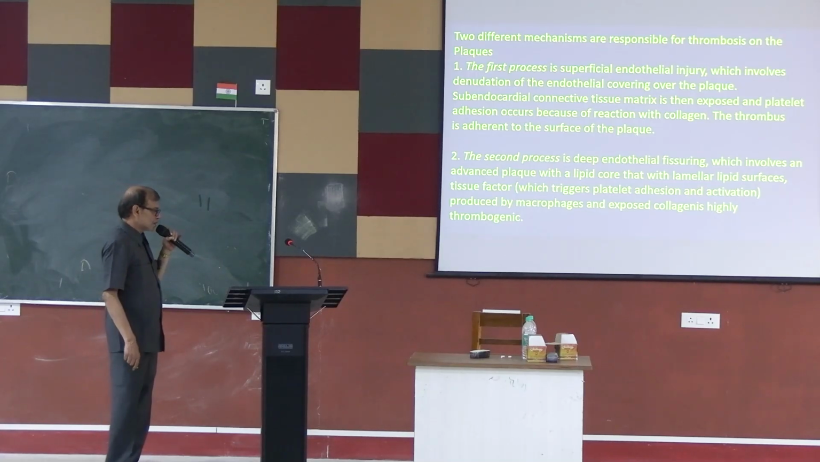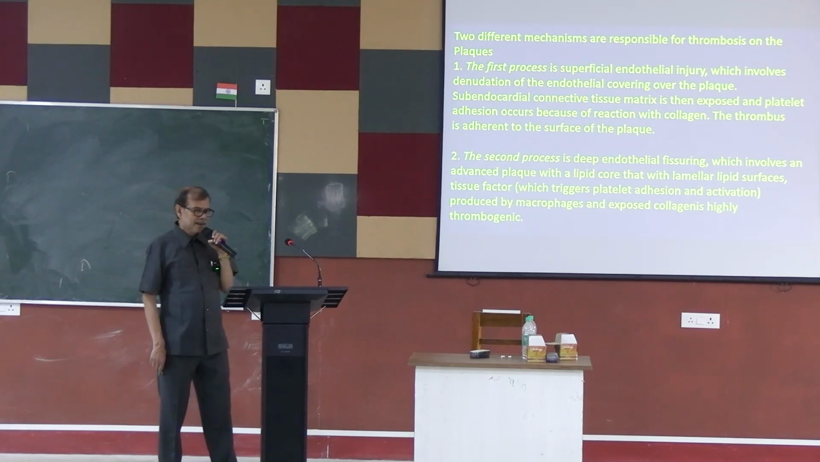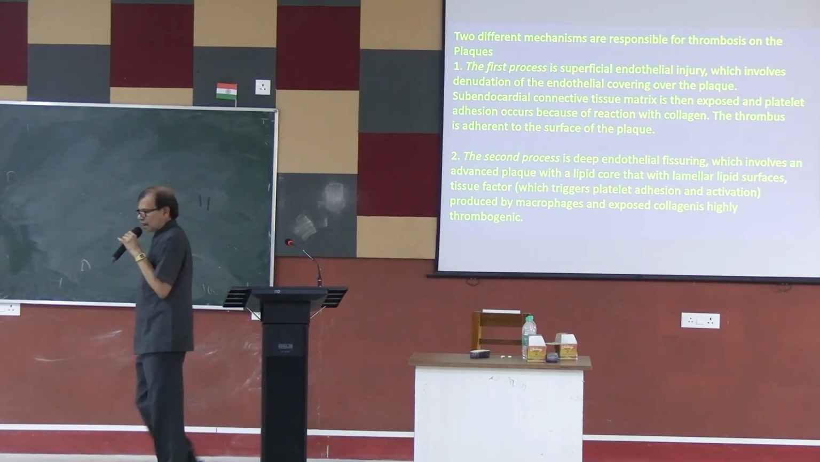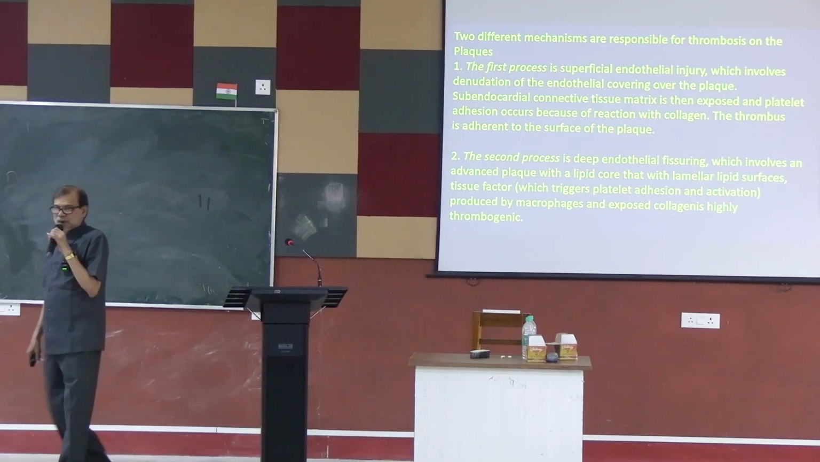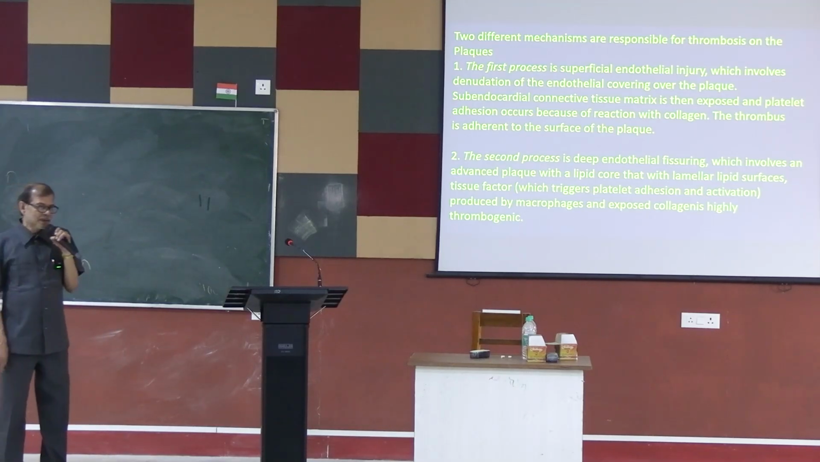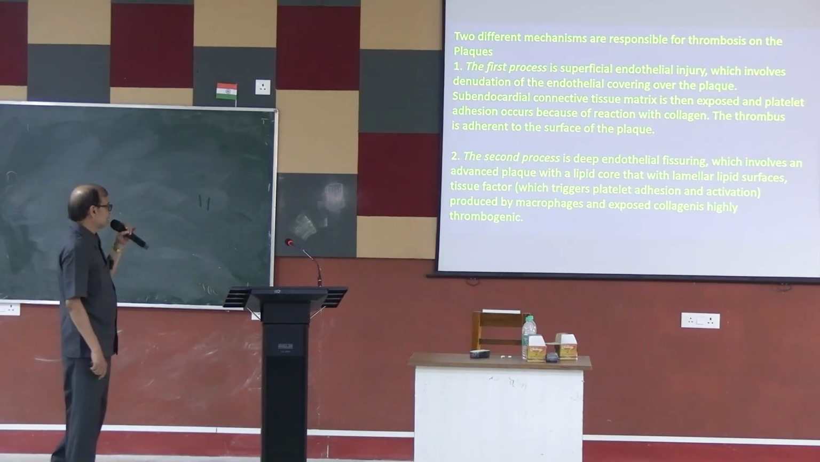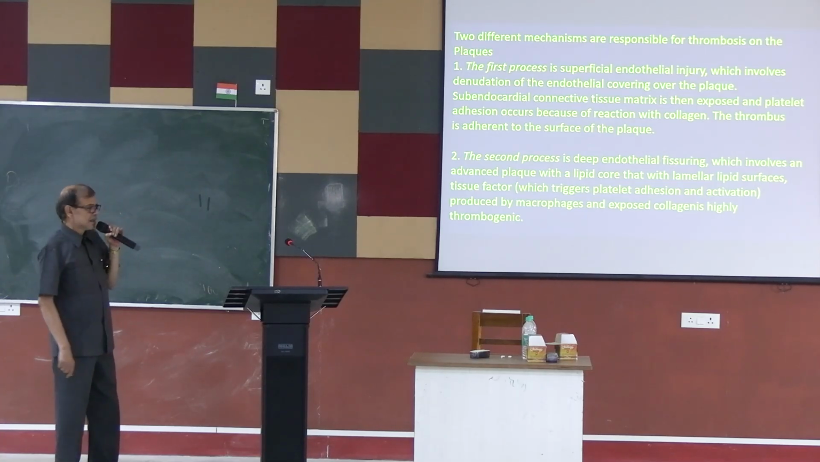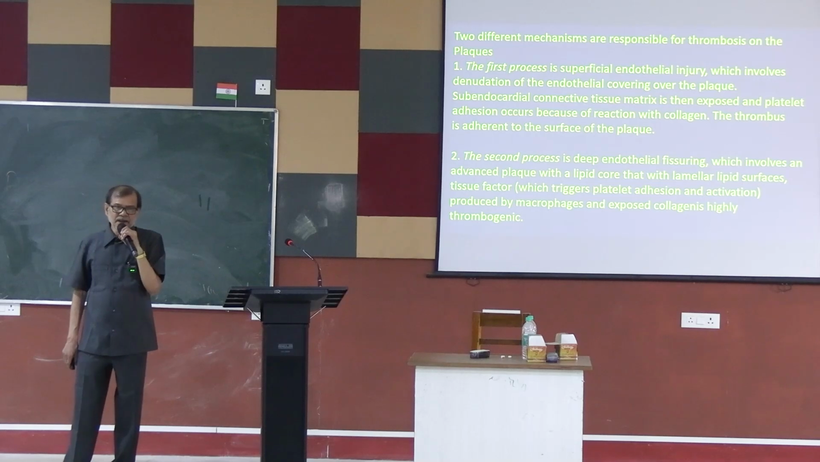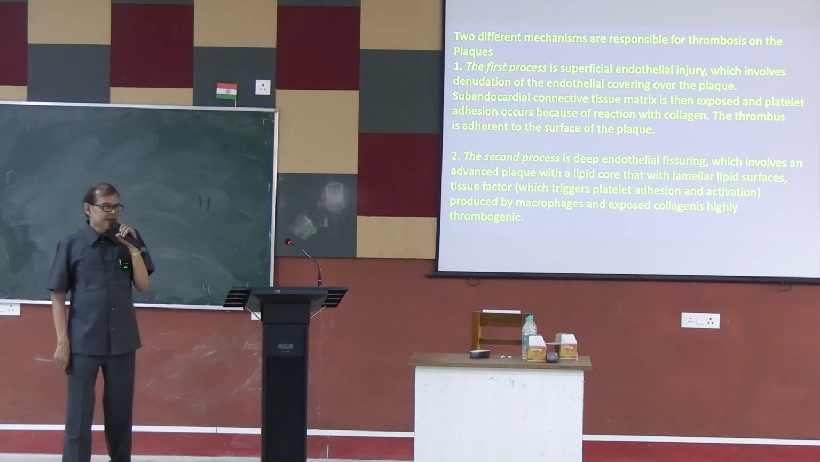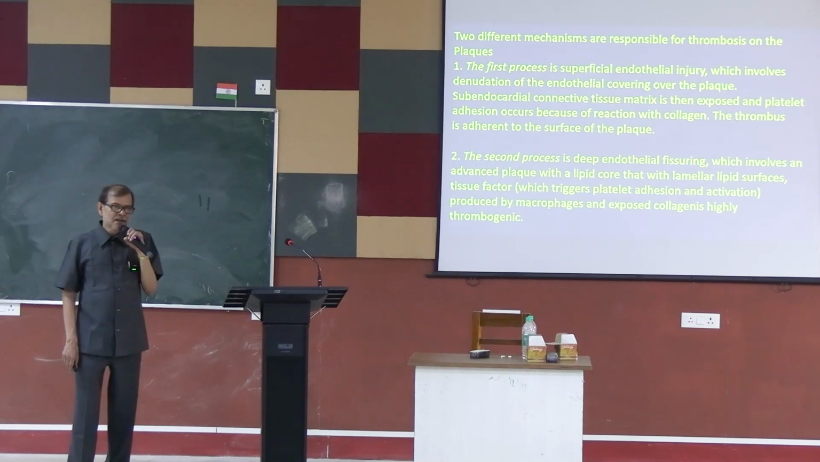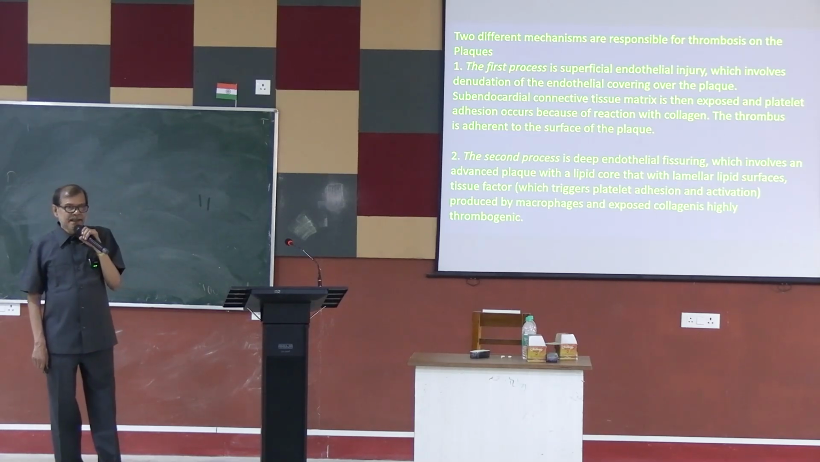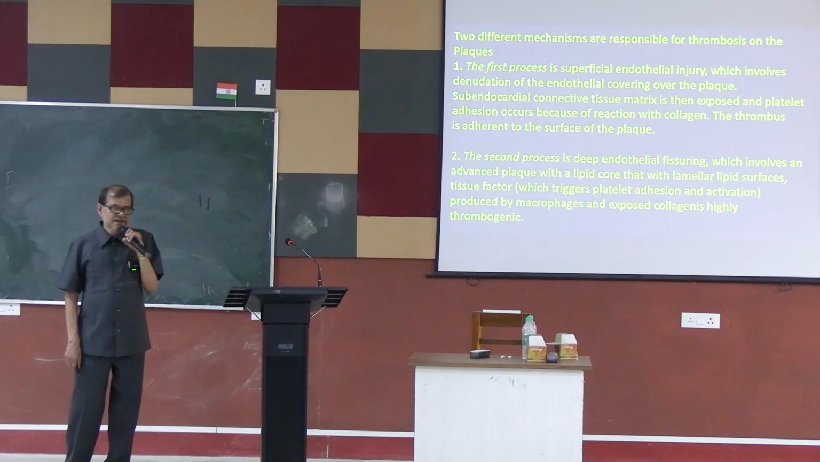Now, mechanisms of thrombosis in the setting of coronary atherosclerosis. Generally two processes occur. First one is superficial and second one is deep. Superficial, or the first process, means denudation of the atherosclerotic plaque with exposure of the sub-endothelial connective tissue and collagen fibers.